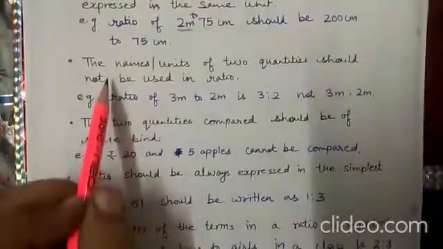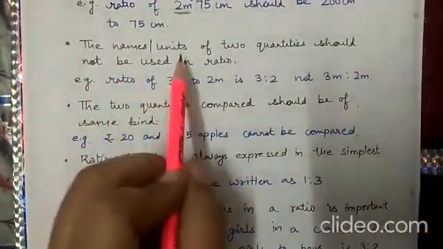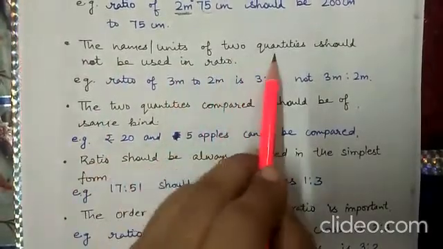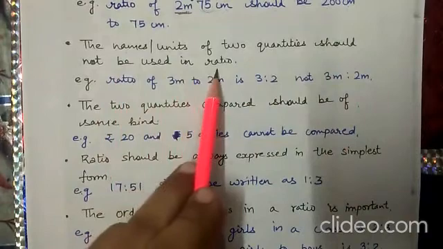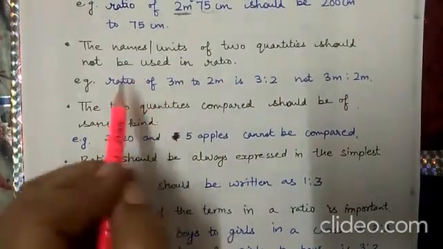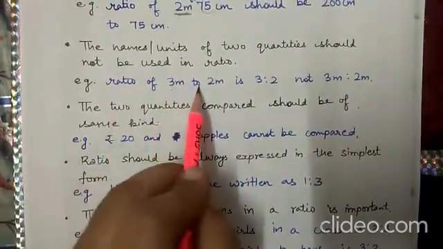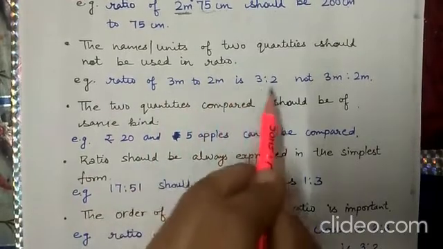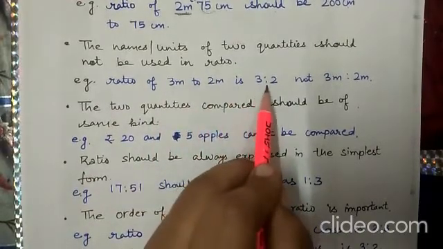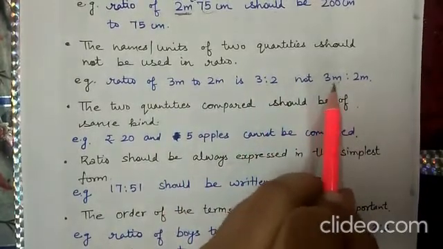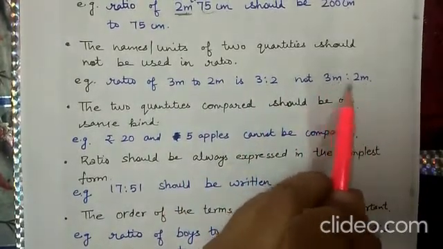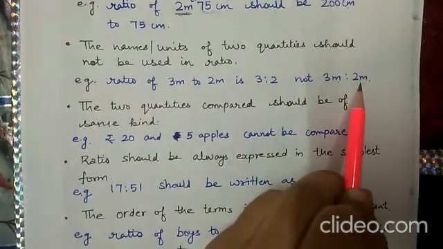Next, the names or units of the two quantities should not be used in a ratio. That means, if I am saying the ratio of 3 meter to 2 meter, I should write 3:2. It should not be written as 3 meter : 2 meter. We should not write any unit here.